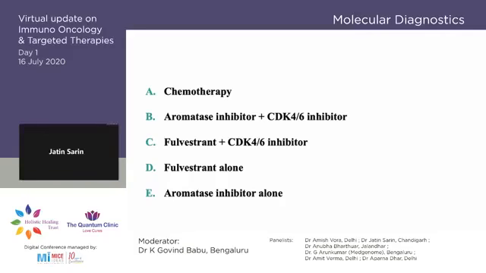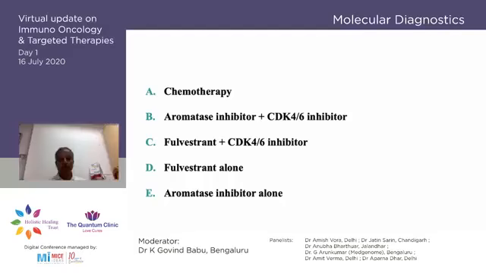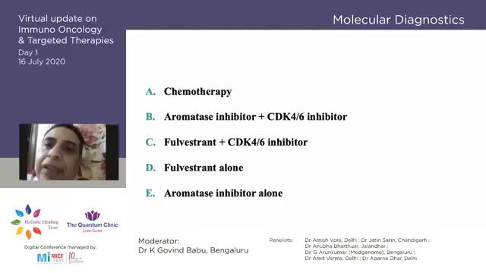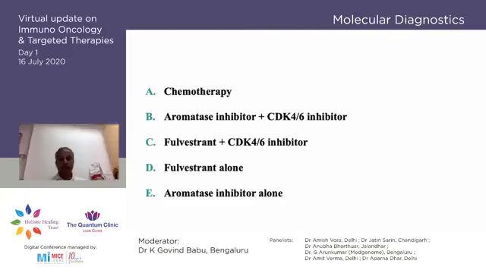Should I answer? Yeah, go ahead, Jatin. So this lady was ER positive. Correct. Right. HER2 negative, ER positive. And she is showing secondary resistance to hormone therapy. Correct. So 0.5 years later.